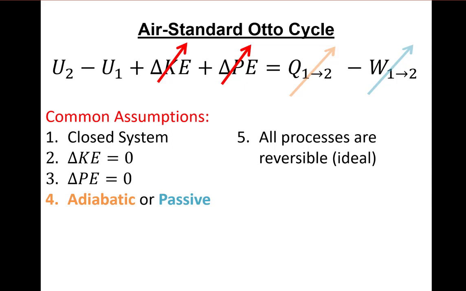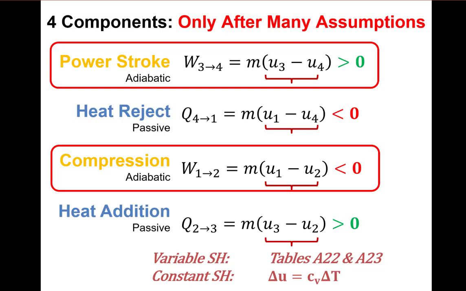And then for the compression stroke, which runs from 1 to 2, and the power stroke, which runs from 3 to 4, I'm going to say those are adiabatic. And then for the heat transfer processes, that's from 2 to 3 and from 4 back to 1, I'm going to say they're isochoric. So I'm going to get these same expressions that I got before, that work is equal to M times U at the beginning minus U at the end.